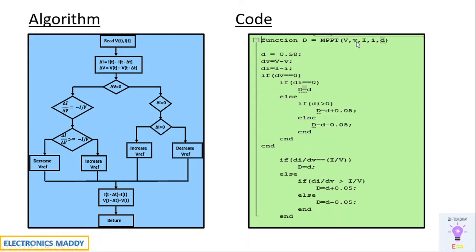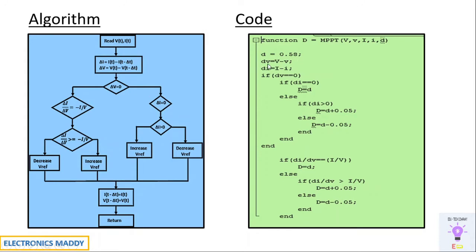So V is nothing but the previous value, small i is nothing but the previous value, and capital values are the instantaneous values that are obtained. Once you understand these things, d is nothing but the duty ratio, which we are initially setting to 0.58. You can change these values as well.